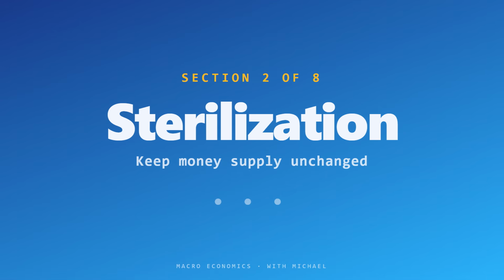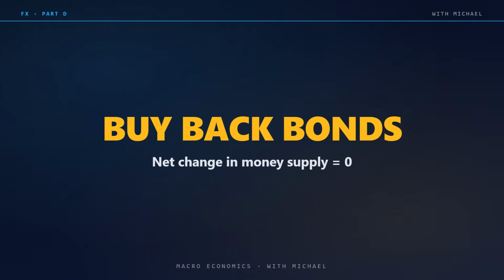Section 2. Sterilization. When a central bank intervenes, it changes the money supply. Selling foreign reserves shrinks the money supply. Buying foreign reserves expands it. If the central bank wants to keep money supply unchanged, it can sterilize the intervention. After selling foreign reserves, the central bank buys back domestic bonds to put the cash back in the economy. The net effect on money supply is zero.